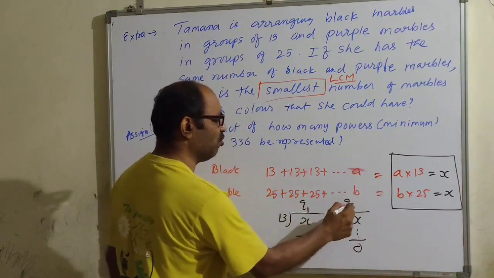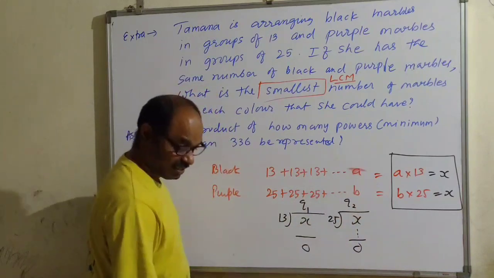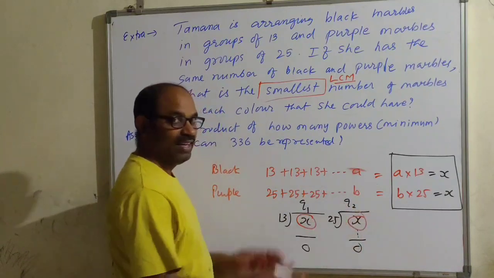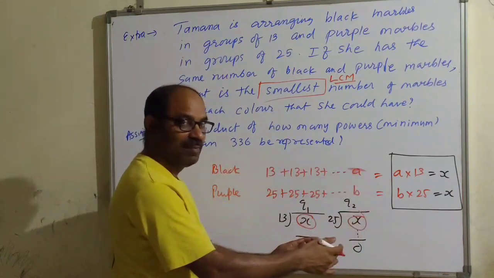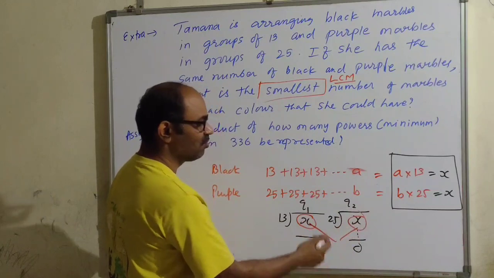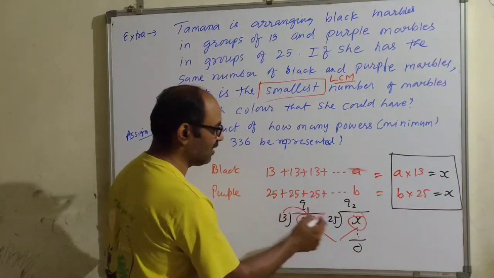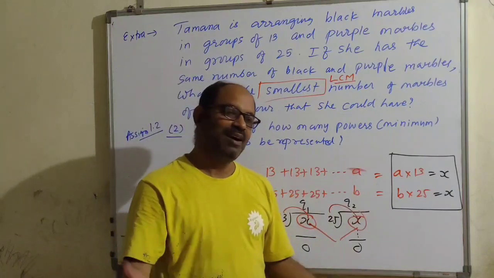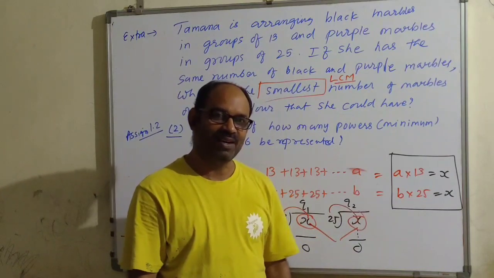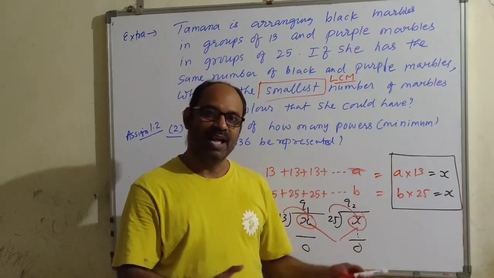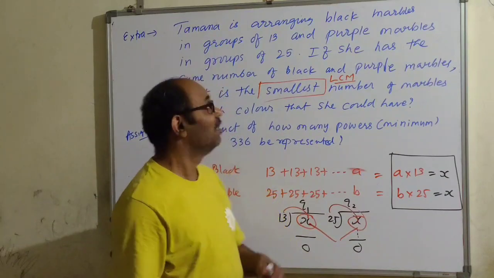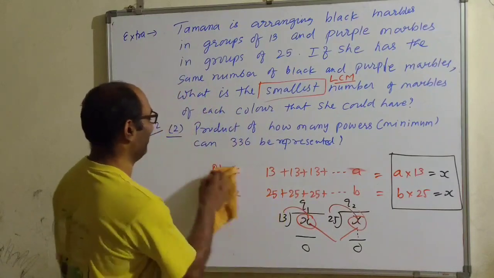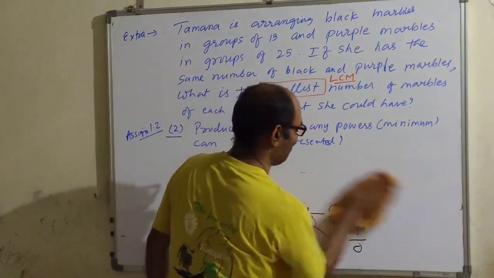Forget about these quotients Q1, Q2. Now what is same? What is common? X. Where does it exist, as divisor or multiple? Multiple. So here X is the least common multiple of 13 and 25. So find out what the LCM of 13 and 25 is. That is the number of black as well as purple marbles that Tamanna has. Clear? Okay. Hope so, children?